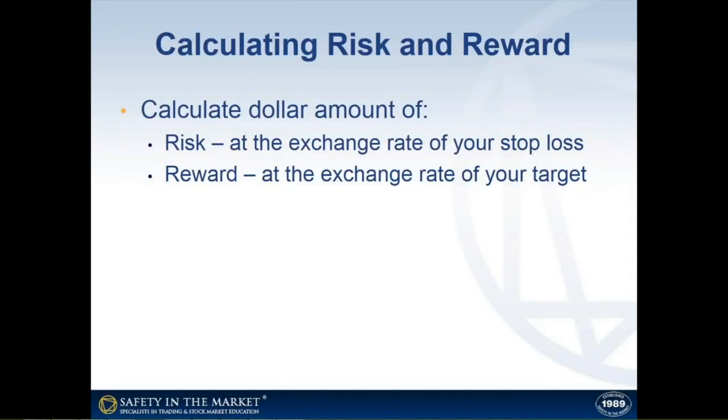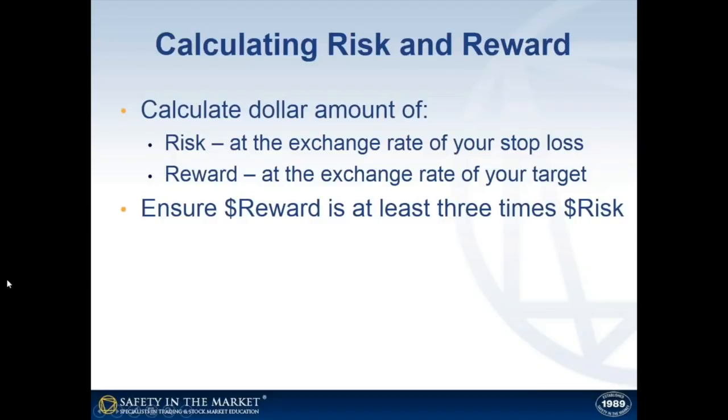Okay. When you do these calculations, ensure that your dollar reward is at least 3 times your dollars risked. Now, you might be thinking, well, I'm risking 50 ticks and I'm making 150 ticks if I'm right. Therefore, my ticks are 3 times the size of my risk. But remember that you've got the exchange rate factor in there. It's not enough to just have a 3-to-1 reward to risk ratio in terms of ticks. Make sure that the dollars that you're going to be making are at least 3 times the dollars that you're going to be risking.